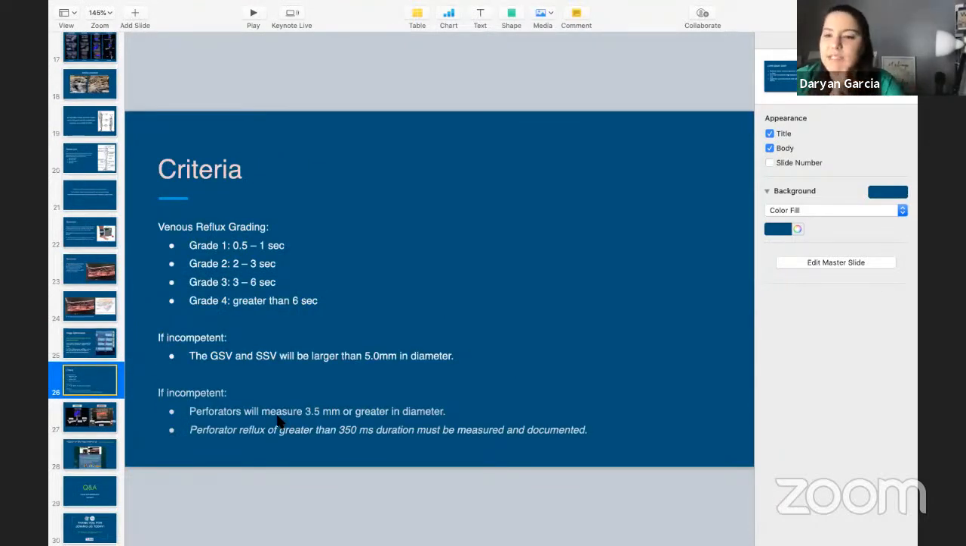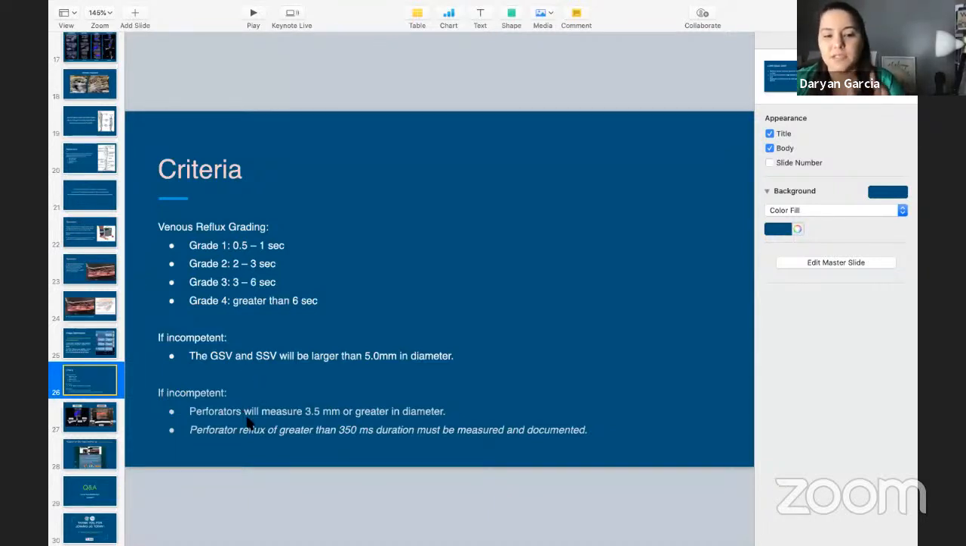Some facilities grade venous insufficiency as mild, moderate, severe. Others use a grading scale, so grade 1, grade 2, grade 3, grade 4. Every facility is different, so just make sure that you're going by whatever criteria they're following. Here you have this baseline if you don't have something in your facility. Grade 1 is 0.5 to 1 second. Grade 2 is 2.2 to 3 seconds. Grade 3 is 3 to 6 seconds. And then grade 4 is more than 6 seconds, okay?